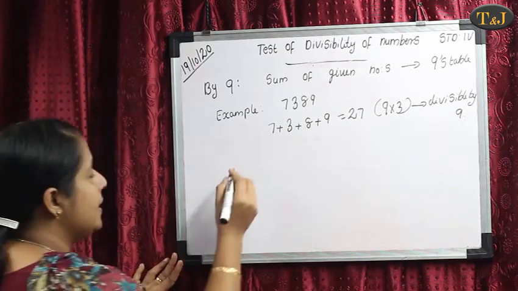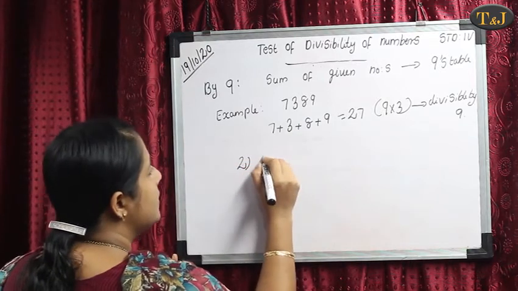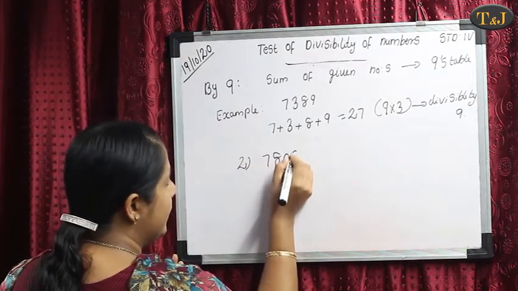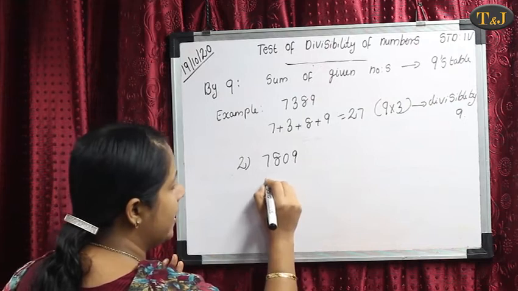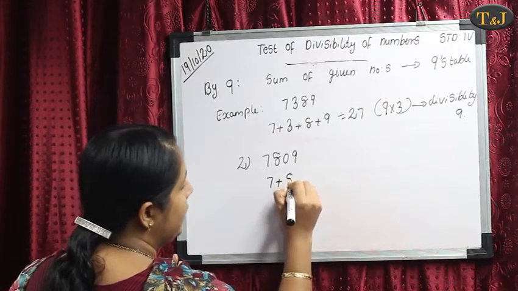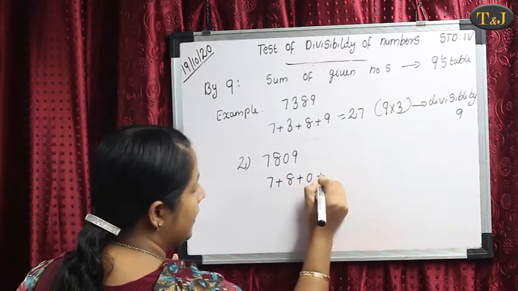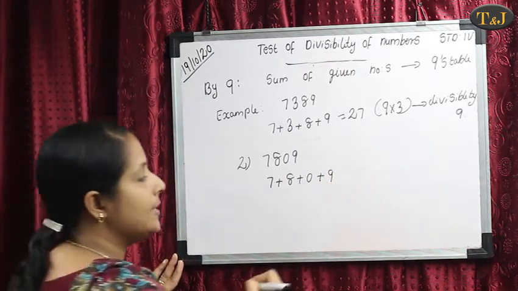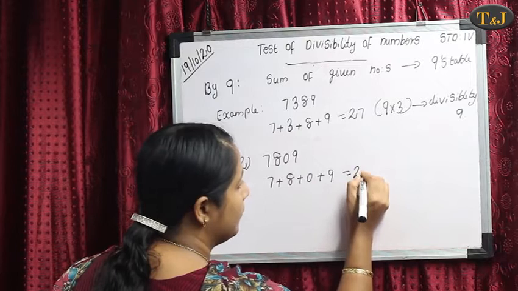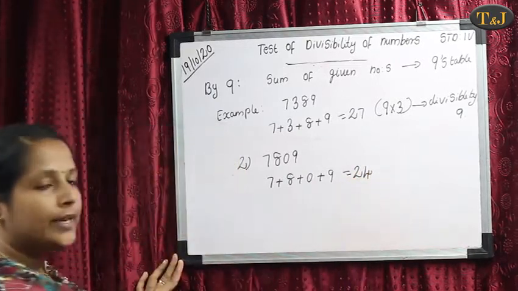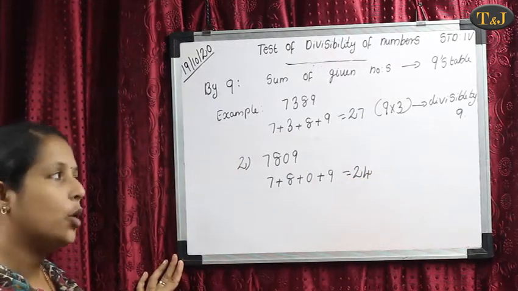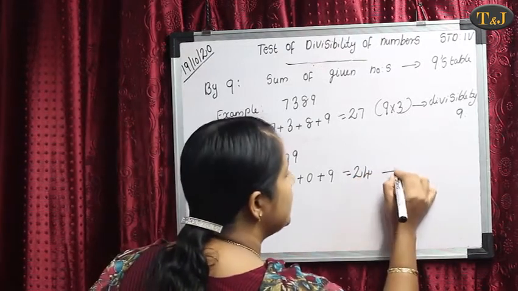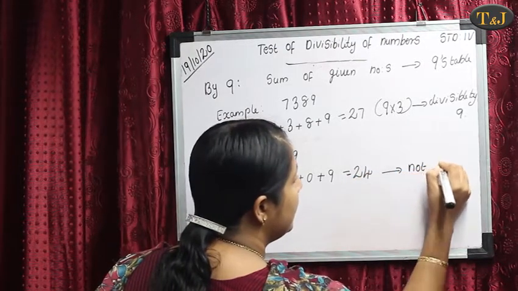Then one more example, consider number 7,809. First we are adding the given number 7 plus 8 plus 0 plus 9. Then 7 plus 8 equal 15. 15 plus 9 equal 24. Then is 24 included in 9's table? No. So it is not divisible by the number 9.